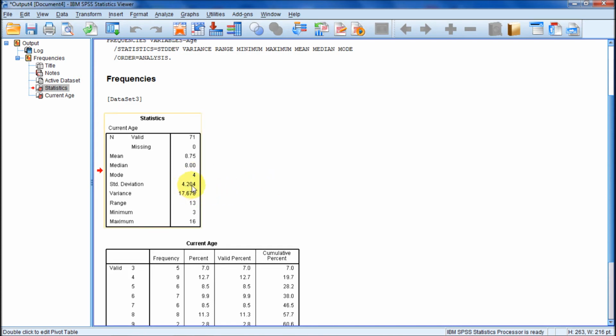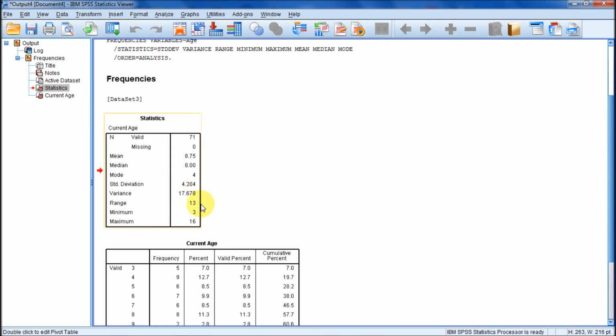The standard deviation is 4.2. This is saying that most of the scores, at least about 2/3 of them, fall within the mean plus this value, which would give us about 12.9 years old, or the mean minus this value. In other words, the mean plus or minus 1 standard deviation would account for about 2/3 of all the scores. That means between the ages of about 4 and about 12, we've got about 2/3 of our entire distribution. Notice if we square this value, 4.2, we get the variance, 17.6.